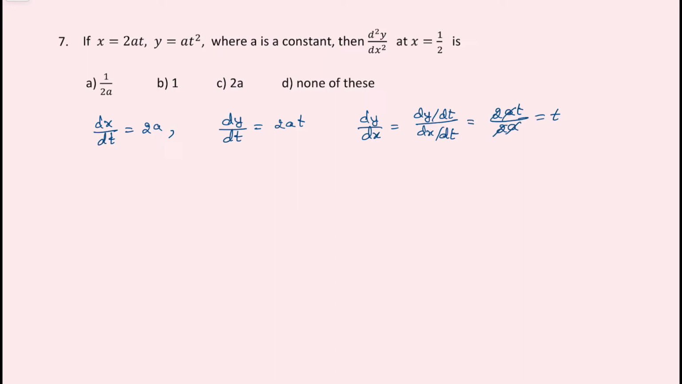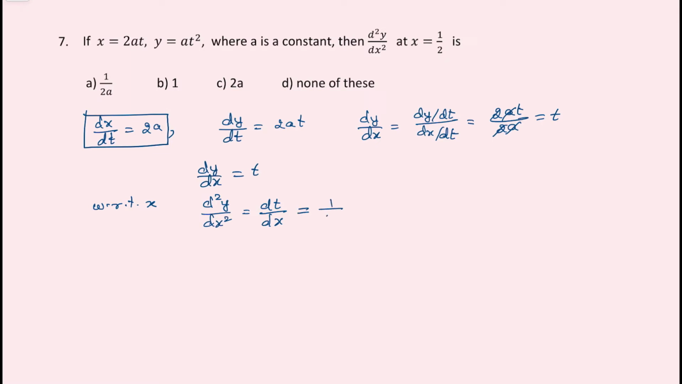But we need to calculate the second derivative. dy by dx is t. Now we have to do the differentiation with respect to x so that we get d square y by dx square. But on the other side, we have t. We have to differentiate t with respect to x. dx over dt is 2a. Therefore, dt by dx will be the reciprocal of that, which is 1 upon 2a. A subdivision is the correct answer. Here there is no x to substitute. It is a constant. So x is equal to half is of no use.